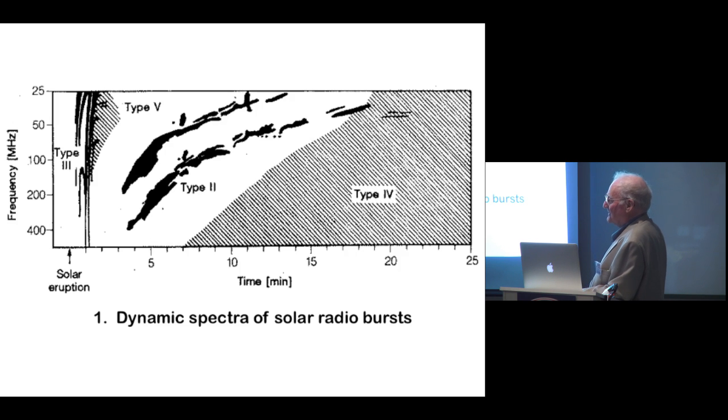The type 3 bursts are believed to be due to energetic electrons which are emitted in bursts from the sun and travel outwards through the solar corona plasma, generating plasma waves as they go at the characteristic frequency, plasma frequency, which depends directly on the density of the surrounding corona.